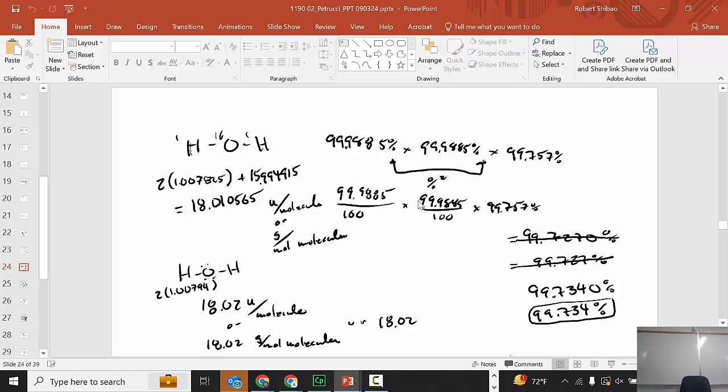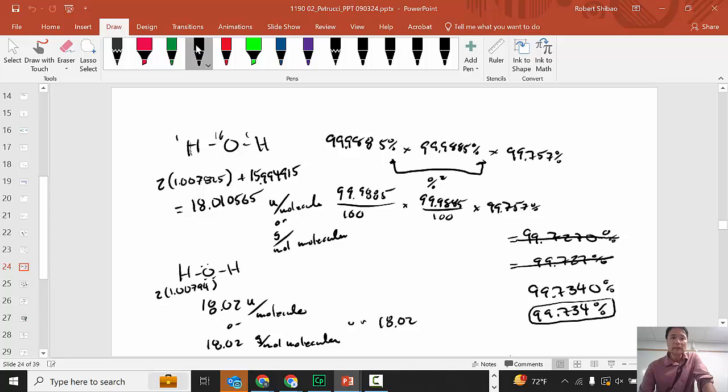But this way does work. And one thing you might try is to do 99.9885% times 99.9885% times 99.757%. And what units would you end up with there? Yeah, you'd end up with percent cubed. And does percent cubed have any physical meaning? No. There's no meaning to that.